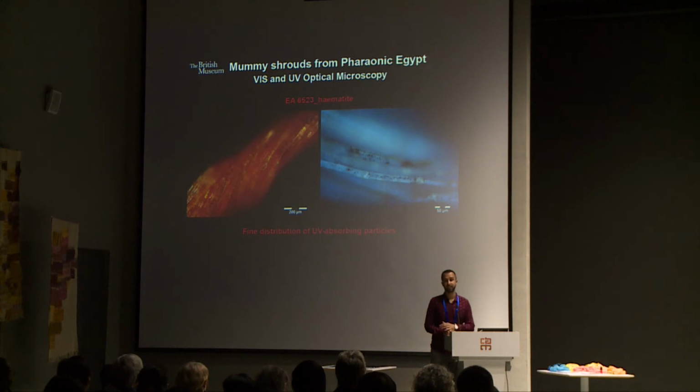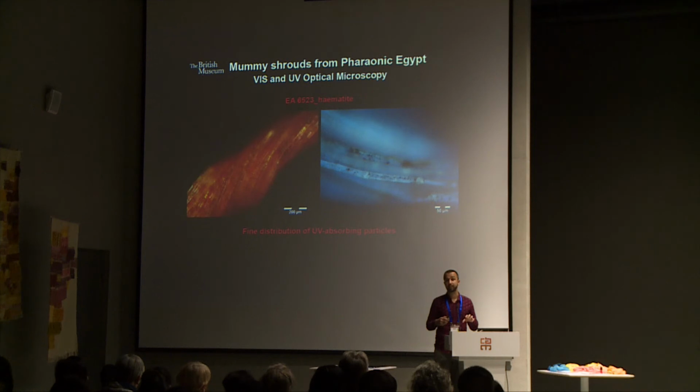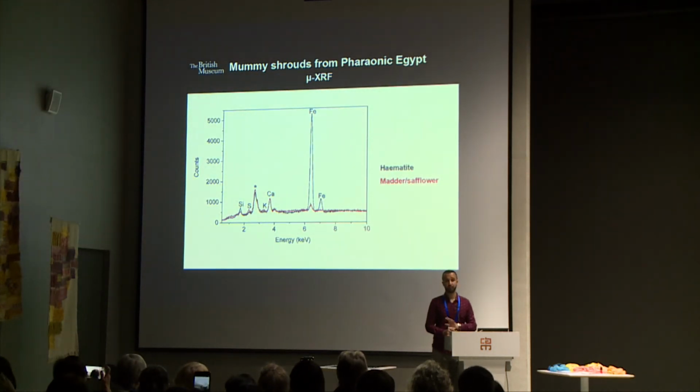And this was nice because it was indicative of a fine distribution of particles, which appeared to be consistent with what is referred to as the smearing method, this mud bath that is reported in written sources to soak textiles in hematite, in red earth. The presence of iron was confirmed also by X-ray fluorescence.